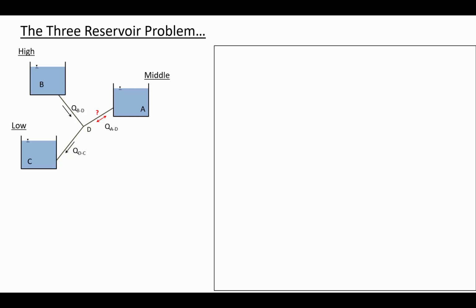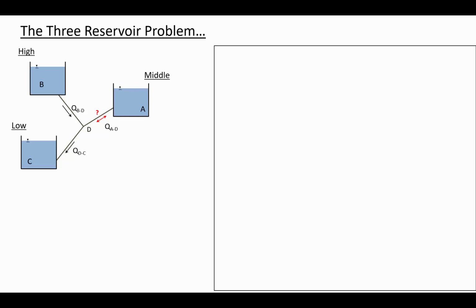And so what I'm going to be introducing to you today is a calculation process that will use Microsoft Excel to tell us what's the flow rate through each of these conduits, and then whether the flow is going in or out of the middle reservoir. Okay, so does everybody understand the setup so far?